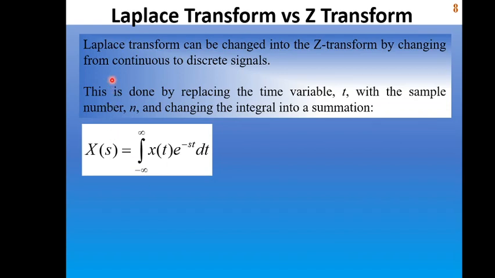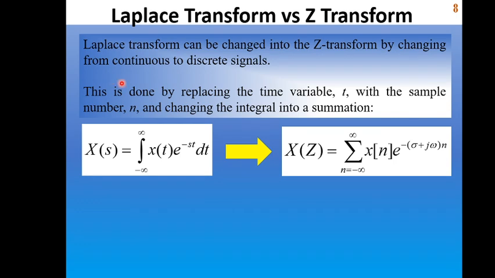Now let us find out how Laplace transform can be changed into Z transform. It can be done by changing the continuous signal to discrete signal. Equation for Z transform, which is shown here, is obtained by changing the time variable t into sample number n and by changing the integral to summation.